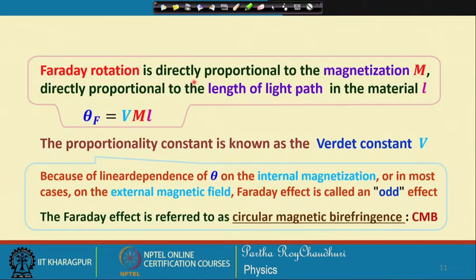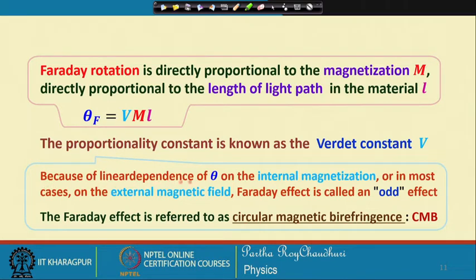Now, Faraday rotation is directly proportional to the magnetization m, and it is also directly proportional to the length of the light path within the material. So, this we have represented in terms of the external magnetic field B, and now it is in terms of the magnetization of the material. This proportionality constant, as I have mentioned, is called the Voight constant. It can be represented by the related parameters.